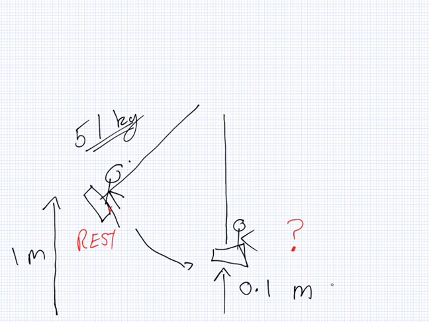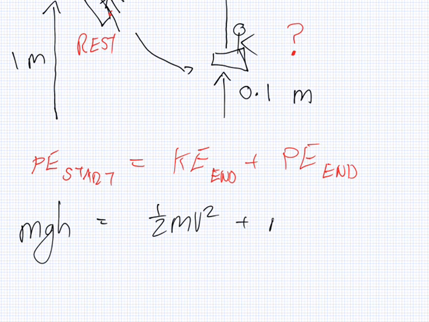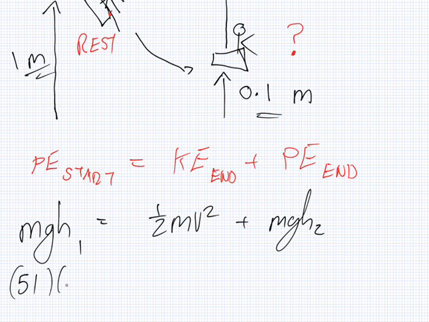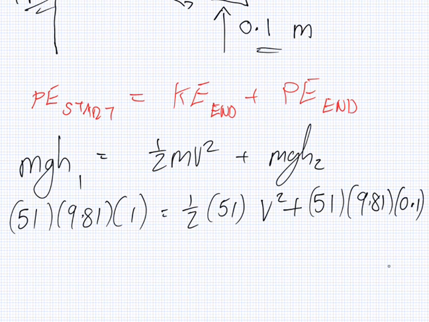Okay, let's do this one now. So, the potential energy at the start is mgh. The kinetic energy is a half mv squared, and the potential energy is mgh, but this height is different to this height. It changes height. M, 51, G 9.81, H 1, a half 51 V squared plus 51, 9.81 and 0.1. And when you solve this, you get V equals 4.2.